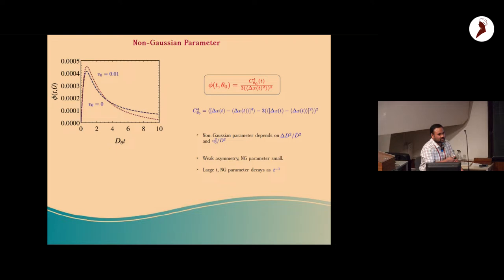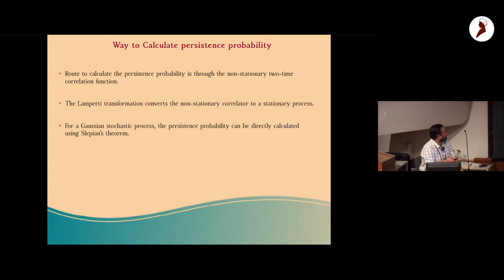So the route to calculate persistence is through the non-stationary two-time correlation function. And we use this Lamperti transformation, which Gregory has used in his paper, and of course Satya used in his Science paper long back. So this non-stationary correlator has been transformed to a stationary process by using the Lamperti transformation, and then for a Gaussian stochastic process, the persistence probability can be directly calculated using Slepian's theorem.